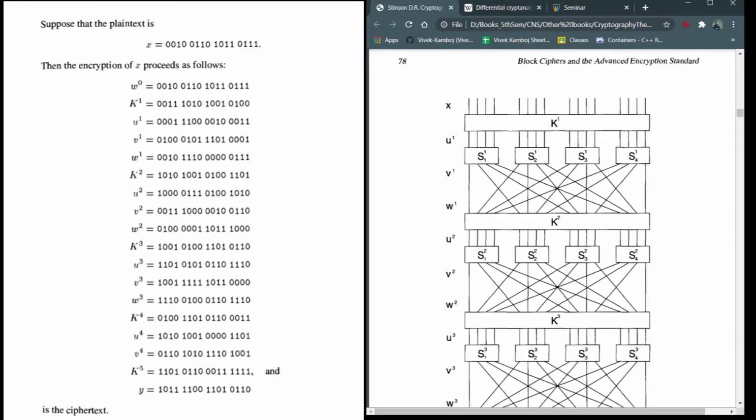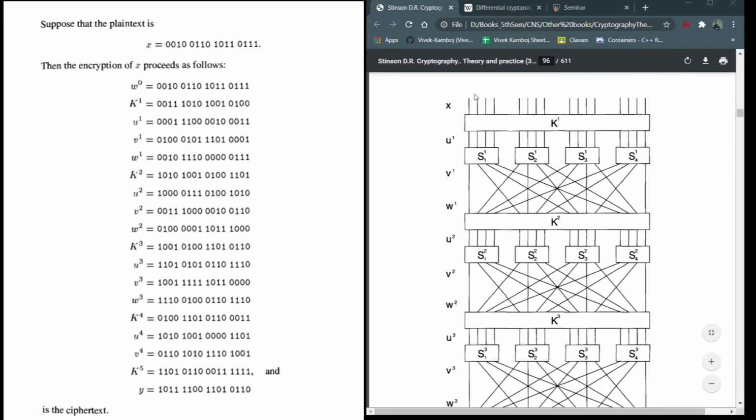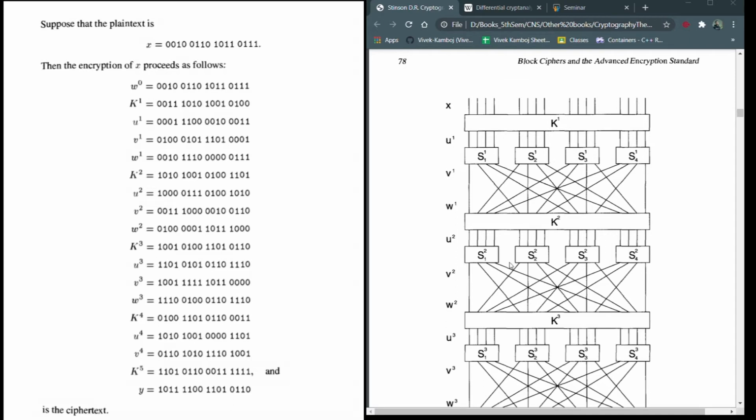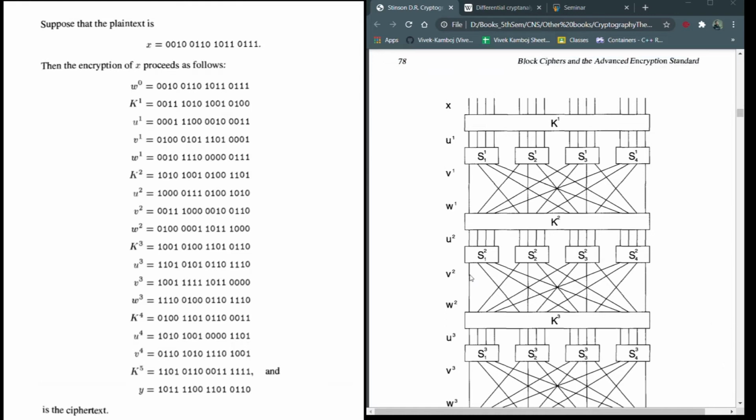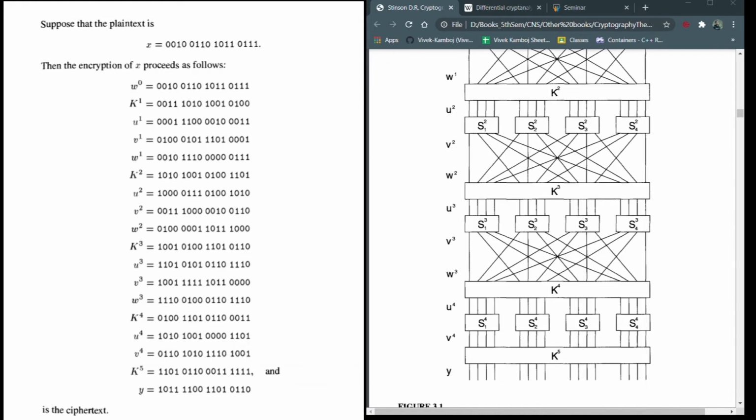So here our plain text is x, and here we have the K1 and we have w0 equals x, our plain text. So we can see this diagram. We will encrypt this using this diagram. Like we use K1 and we have generated u1, and then we have generated v1 and so on till we get y, our final cipher text.